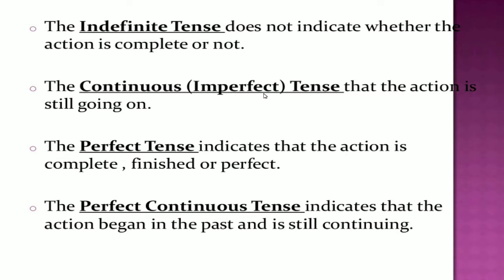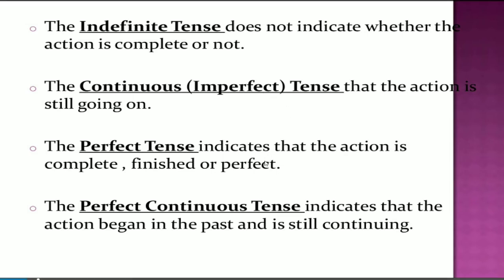So what is that? My father is working in the garden. That means he is working, and maybe after some time you will also go and work. It is not speaking about something finished. He is still in the middle of an action. The perfect tense indicates that the action is complete, finished, or perfect.